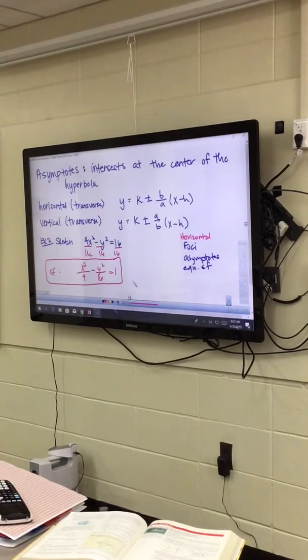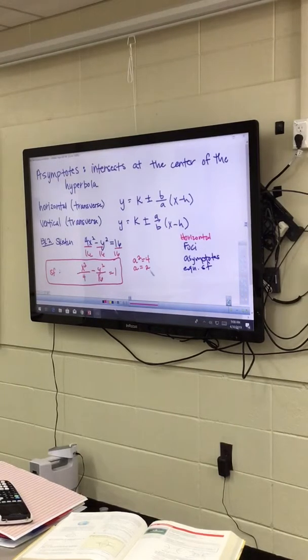Then, in order to have my a and b and c to find the foci, I need to find c. Right now I have a and I have b, don't I? If a squared is 4, then what's a? 2. And b squared is 16, so b is 4. So now you find c, because we need the foci.